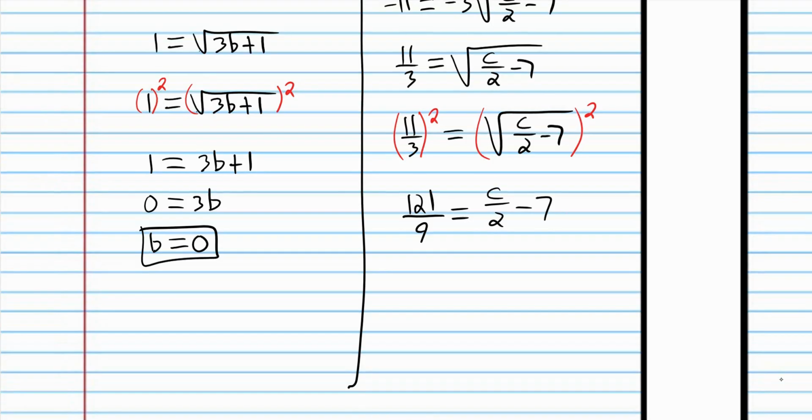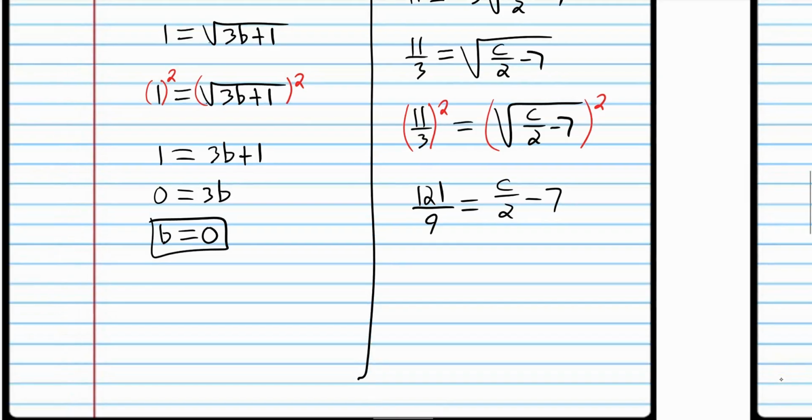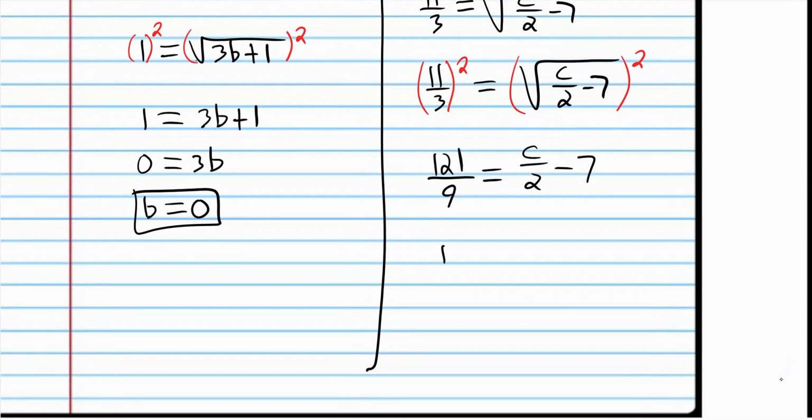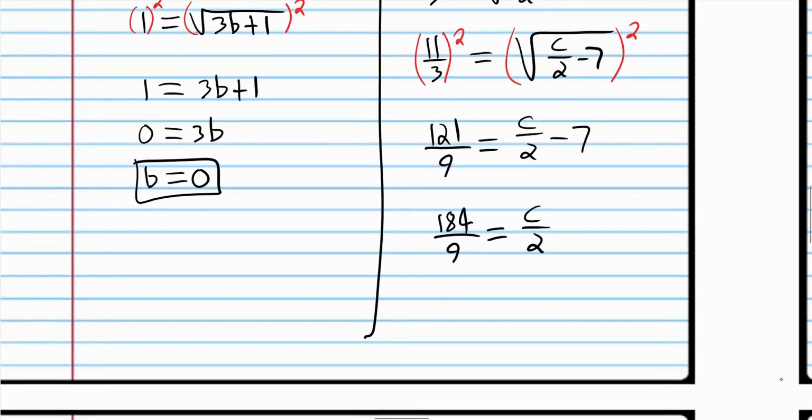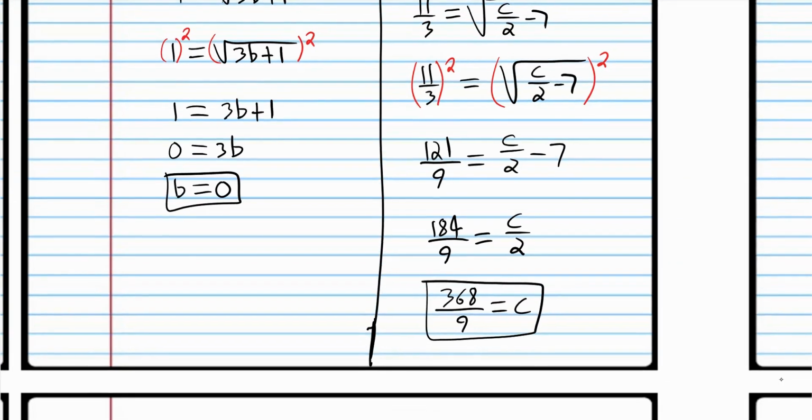So now let's solve for c. So we're going to add 7 to both sides of the equation. And we get 184 over 9 is equal to c over 2. And then we're going to multiply both sides by 2. And 184 over 9 times 2 is 368 over 9. And we can't really reduce that fraction. So there you go.